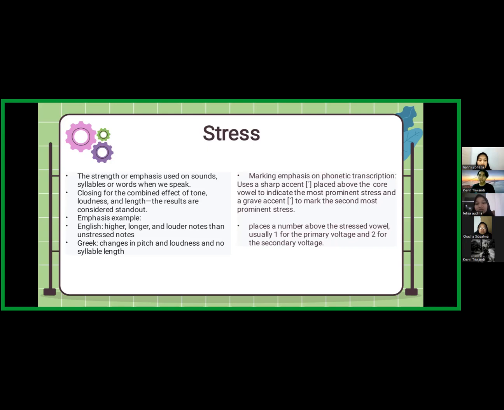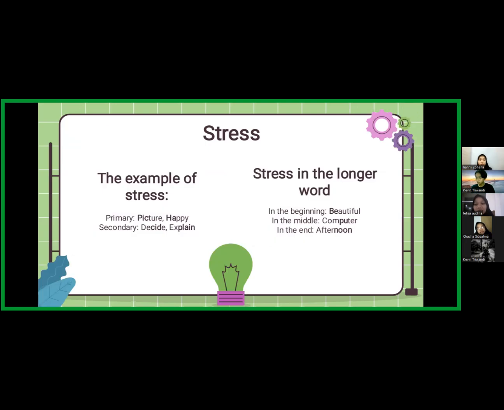Marking emphasis on phonetic transcription, use an acute accent placed above the core vowel to indicate the most prominent stress and a grave accent to mark the second most prominent stress. And stress places a number above the stressed vowel, usually one for the primary stress and two for the secondary stress. The examples of primary stress are picture and happy. And in the secondary, we have decide and explain.